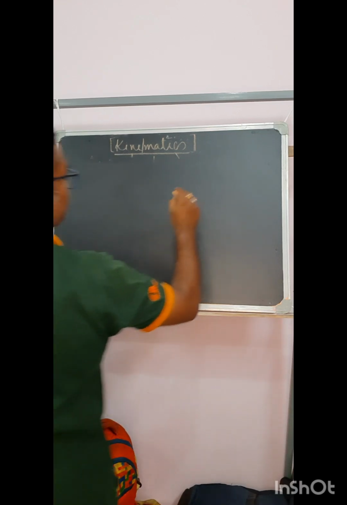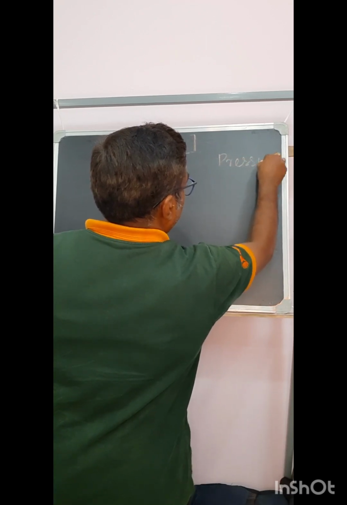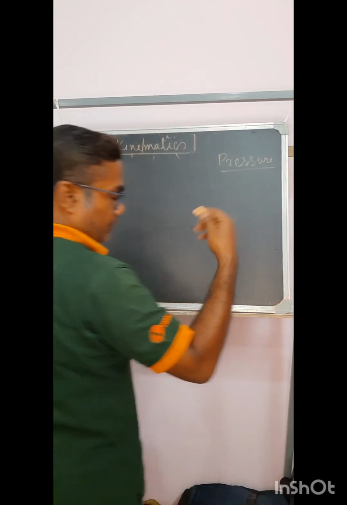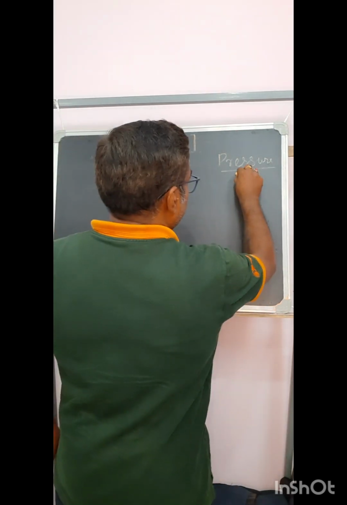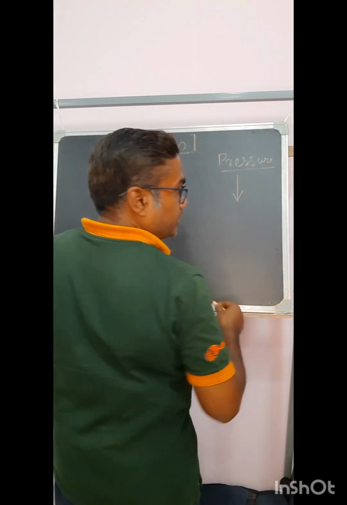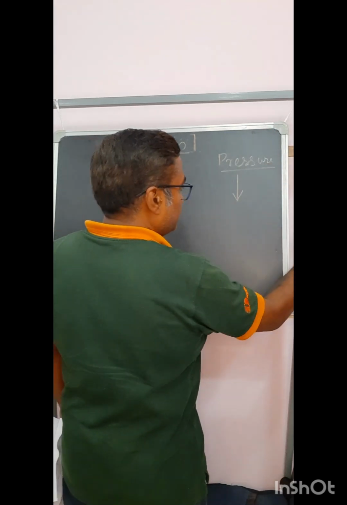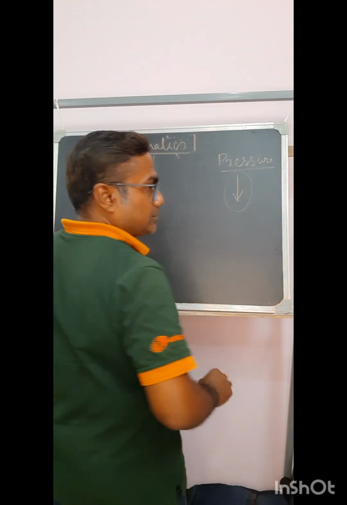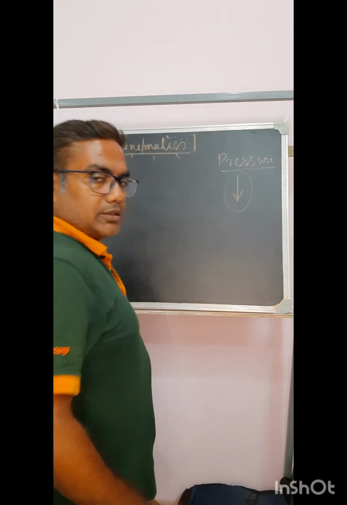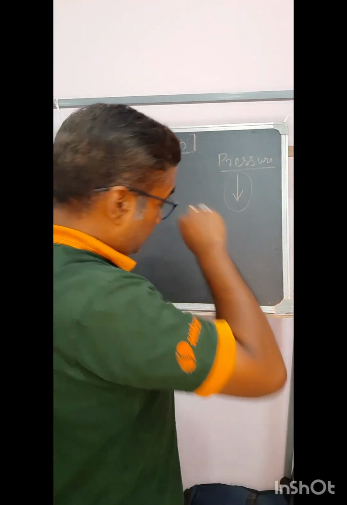Now, as I have given the example of electric current, pressure also has some direction, because the pressure exerted is directional: pressure acts downward, sidewards or upward. So pressure also has direction, but pressure is not a vector quantity. Pressure is a scalar quantity.